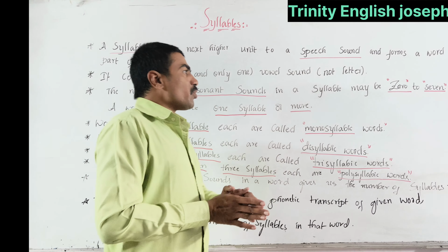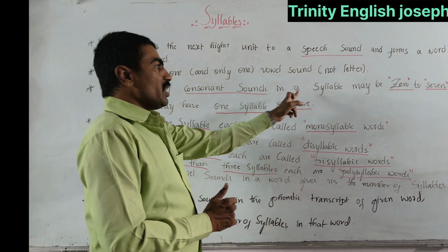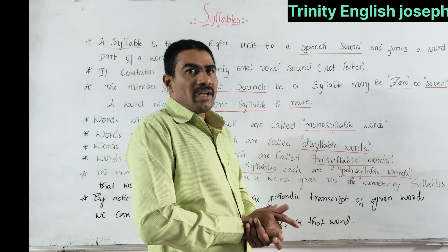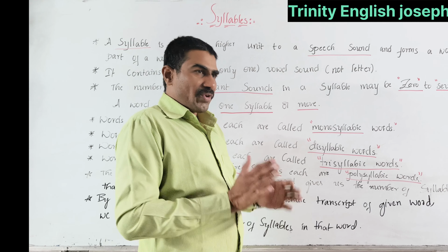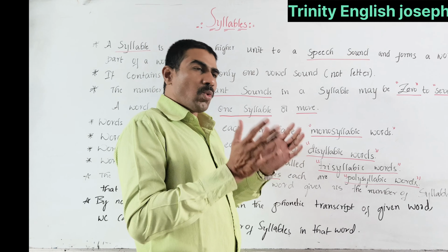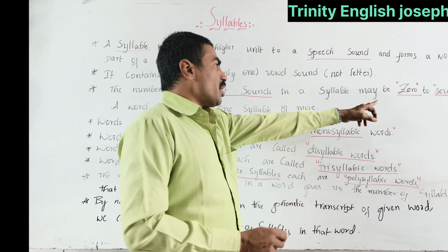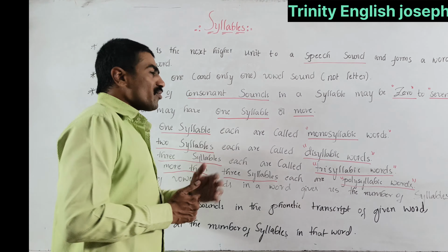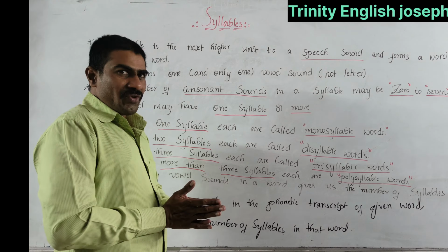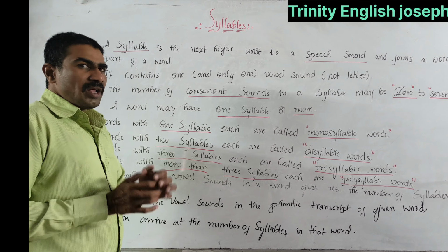Here we have a vowel sound, and the number of consonant sounds in a syllable may be 0 to 7. Sometimes there might not be even a single consonant. For example, if you take the word education, E is itself one syllable. In that, only E is the letter, so we don't have any consonant sounds. In this way, the number of consonant sounds can be from 0 to 7. You have to notice how many sounds there are, because there is no hard and fast rule related to the number of consonants.